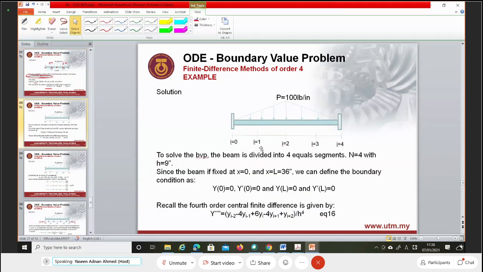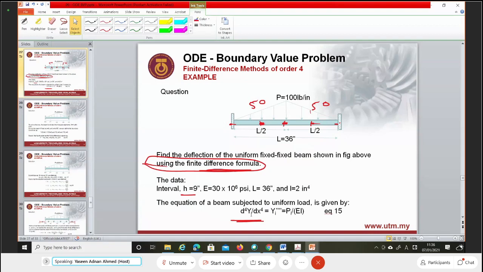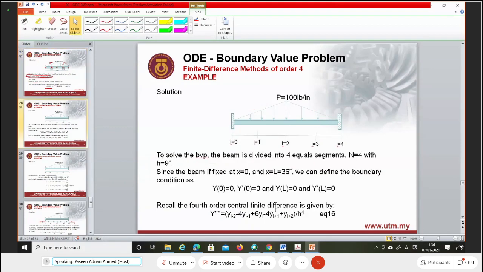Okay, so how to solve this problem? You need to know the conditions. Here you have a fourth order equation, so you need to have 4 conditions. If you have a second order equation, you only need 2 conditions. If you have a fourth order equation, you need 4 conditions. So the 4 conditions are here: at this point is fixed end. If it's a fixed end, the deflection is 0 and the slope is 0. So remember that.